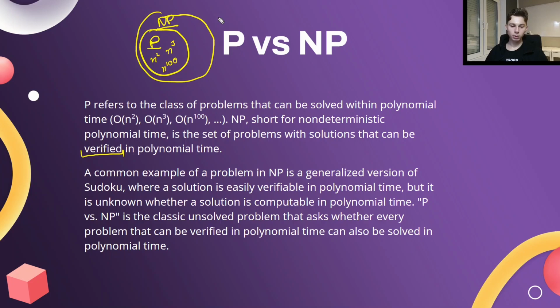P versus NP is the classic unsolved problem that asks whether every problem that can be verified in polynomial time can also be solved in polynomial time.